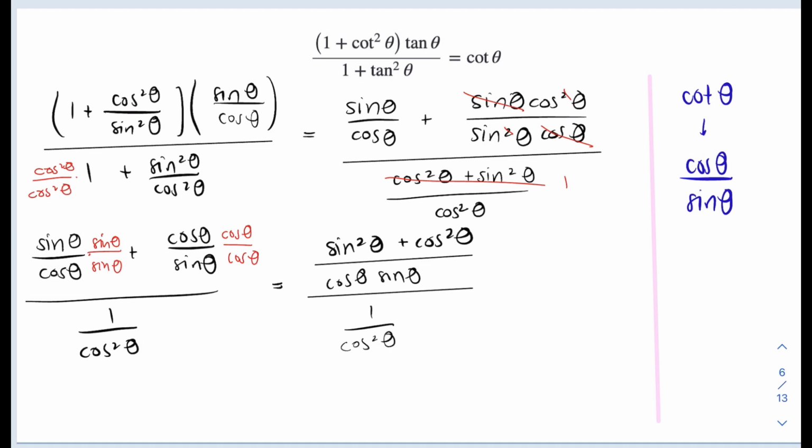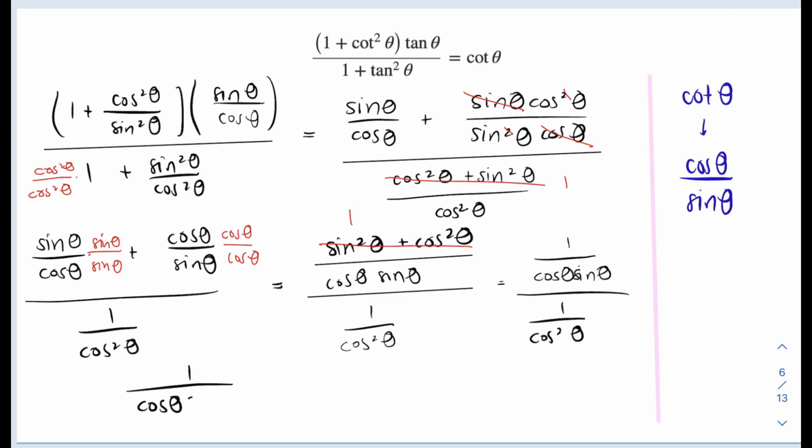And honestly, as I'm doing these, I'm kind of jumping one step ahead in my head to see if the path I'm going down is going to get me anywhere. So I saw that this would again go to 1. So I have 1 over cosine theta sine theta, all over 1 over cosine squared theta. Now I have a single fraction over a single fraction, so I'm going to keep-change-flip. I'm going to keep the numerator, change to multiplication, and flip the denominator.